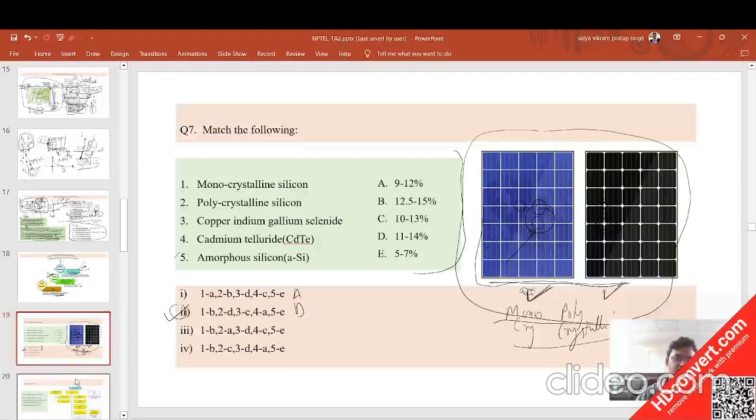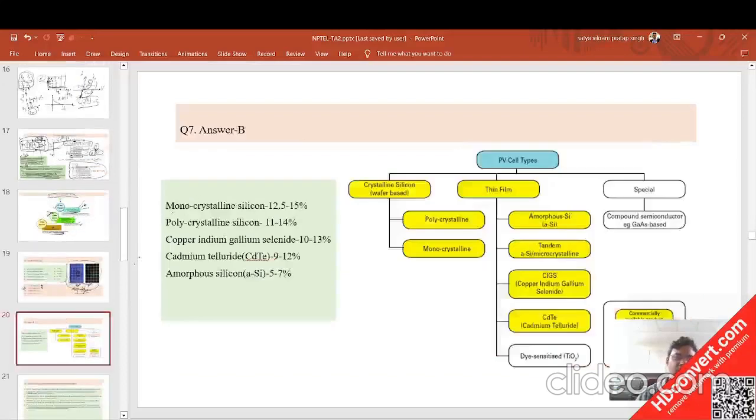Okay, let's jump to the answer side. This B option is correct. Why? Because the monocrystalline, I have shown the image of the monocrystalline and the polycrystalline, and the monocrystalline has higher efficiency as compared to the polycrystalline, but polycrystalline also has certain advantages over monocrystalline that you have to search. And this is actually the crystalline wafer based, that if you see this PV cell types, it comes under the crystalline silicon wafer based, and this is of two types, polycrystalline and monocrystalline, and the monocrystalline has higher efficiency as compared to the polycrystalline.